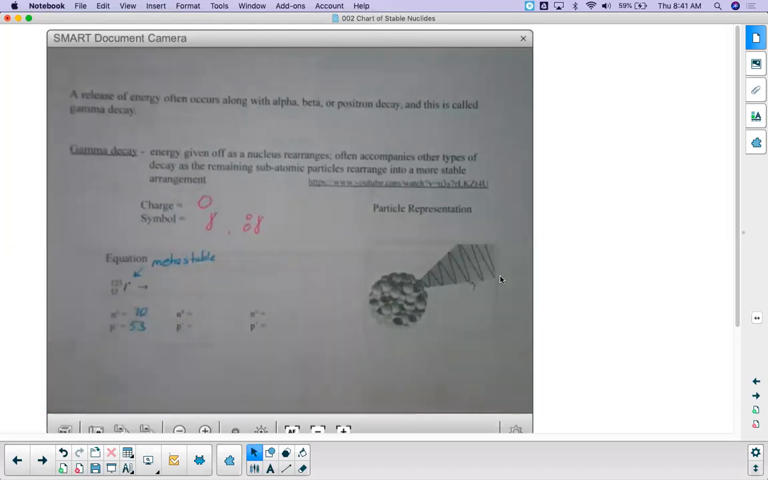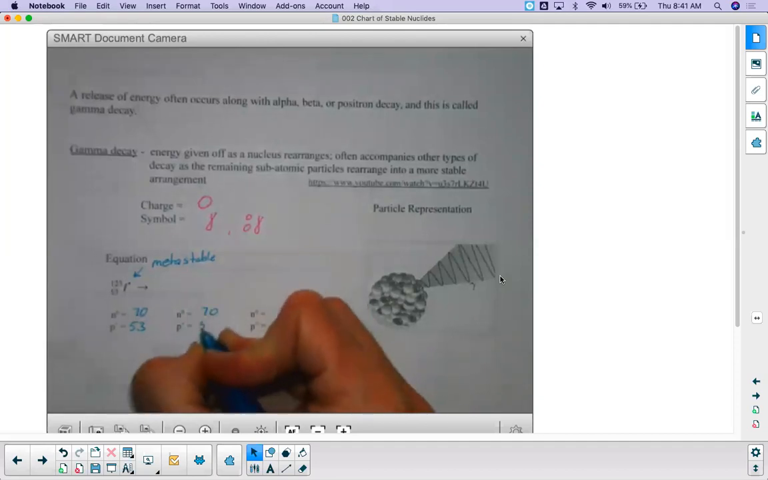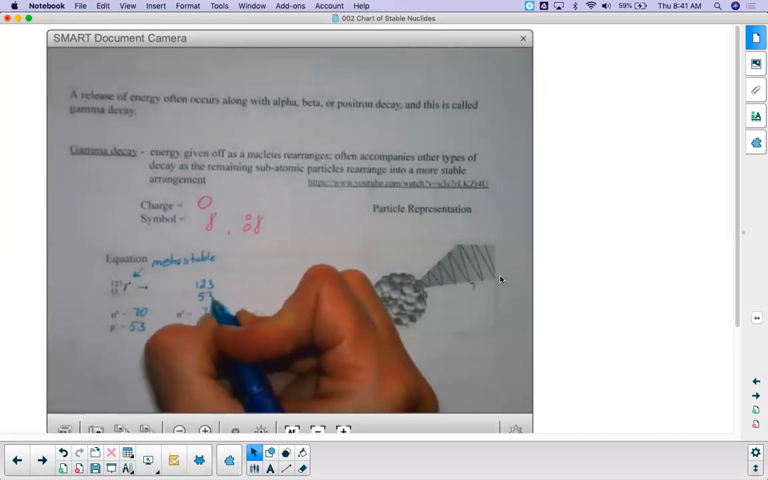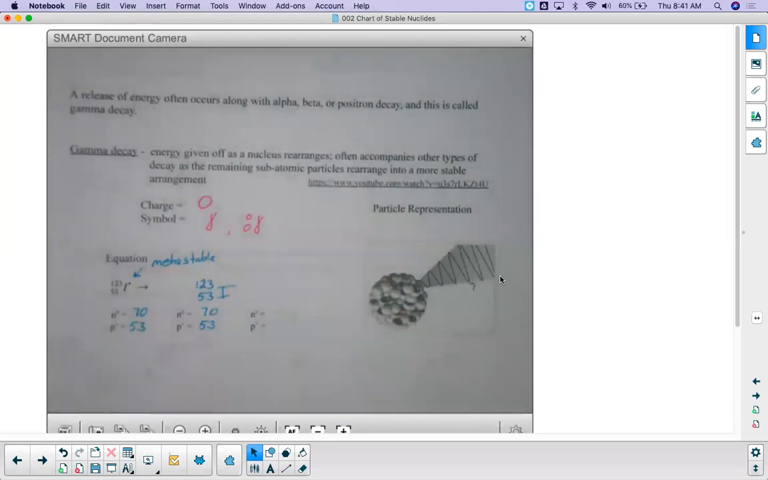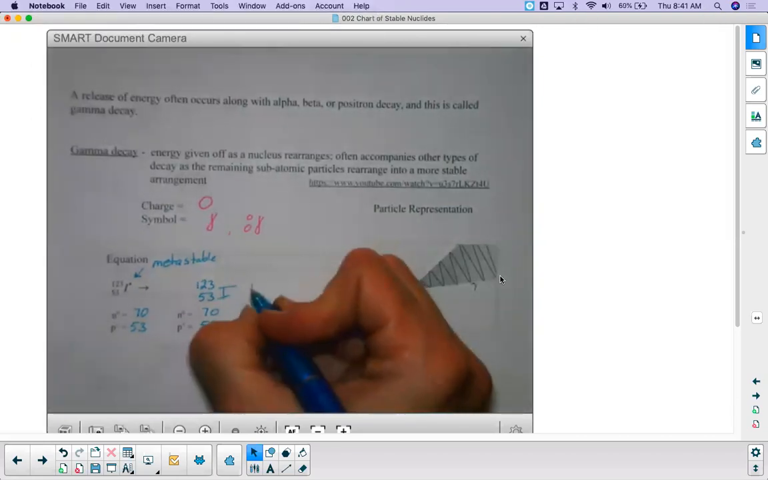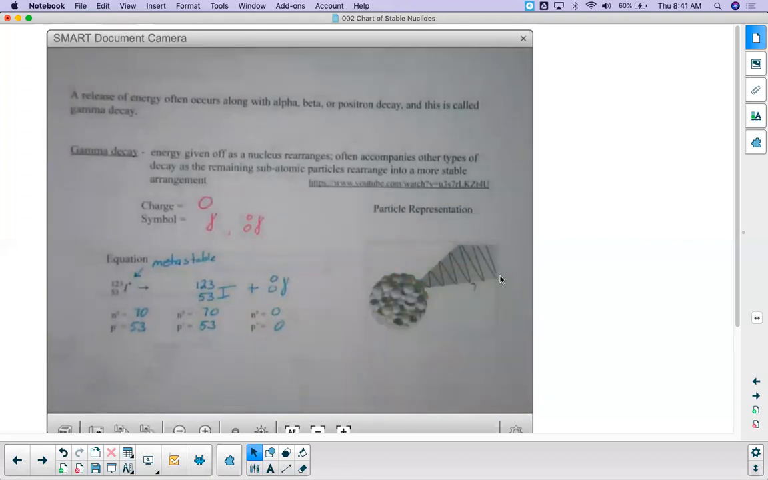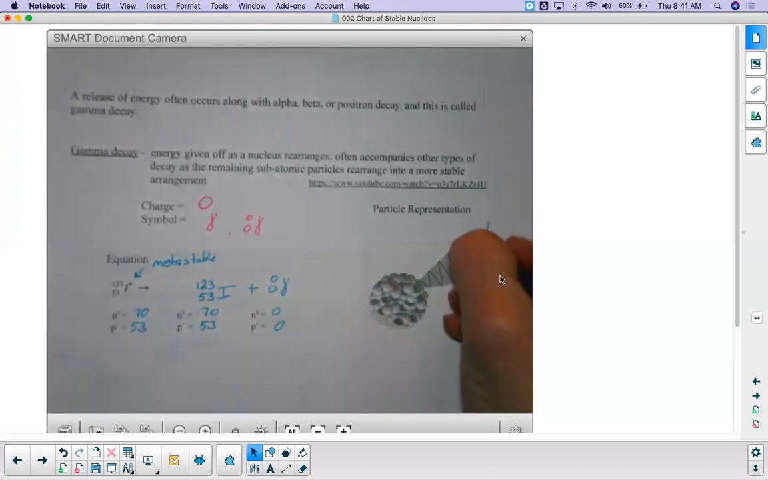70 neutrons. And in gamma decay, they just go and settle into a new position. When you're done, everything's still the same. They're just arranged better. 123, 53 iodine. We lost the star because everything's arranged better. We didn't lose anything. We gave off energy.